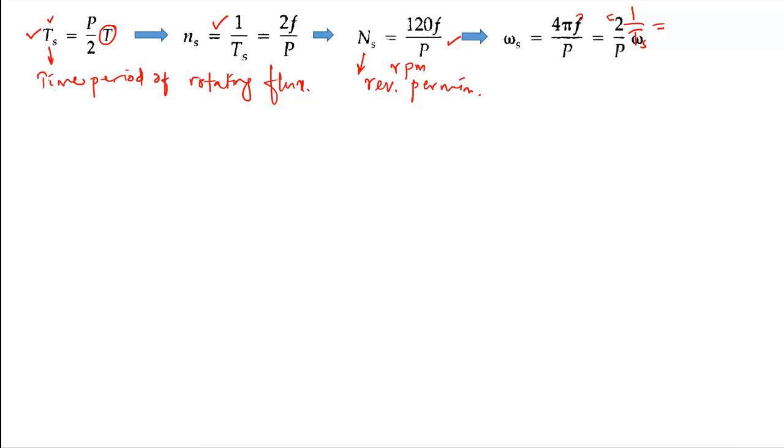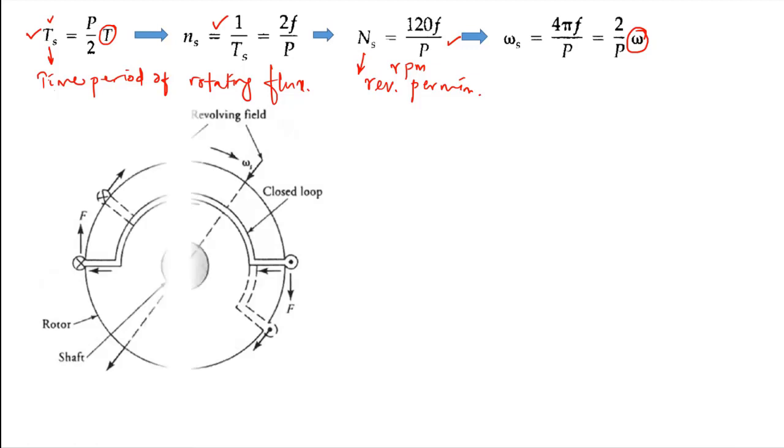Okay. And now I can convert this to omega s, that is angular speed. Omega s will be 4 pi f by p. So that is nothing but 2 by p omega. Okay. So omega is the angular speed of the current. Okay. Angular frequency of the current.